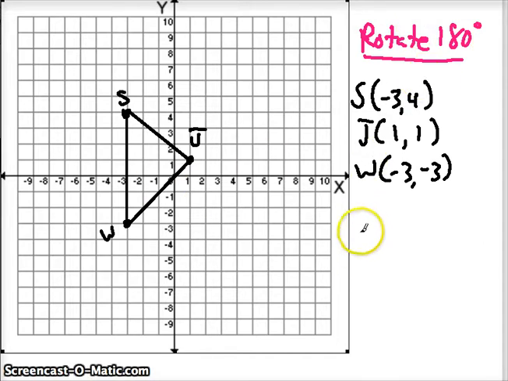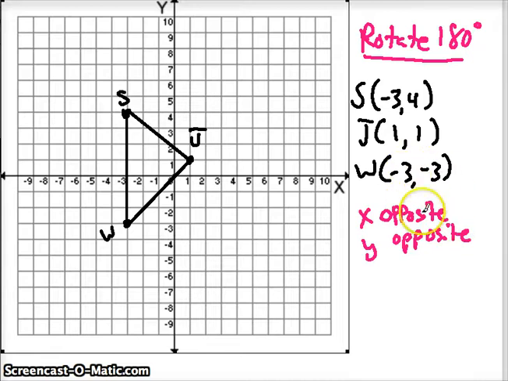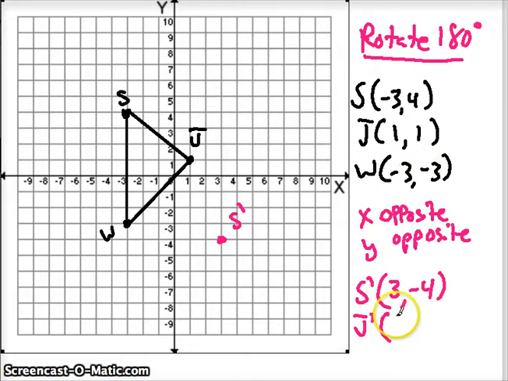So the rule for rotation is slightly different. The rule for rotation is to make X the opposite and Y the opposite. So you don't have to flip anymore. You don't have to flip X and Y, you just make X and Y the opposite of what they are. So S rotated 180 degrees is the opposite of -3, so +3, and the opposite of +4, which is -4. So 3, -4 is our new S, or S rotated. J rotated is going to be the opposite of +1 and the opposite of +1. So -1, -1.